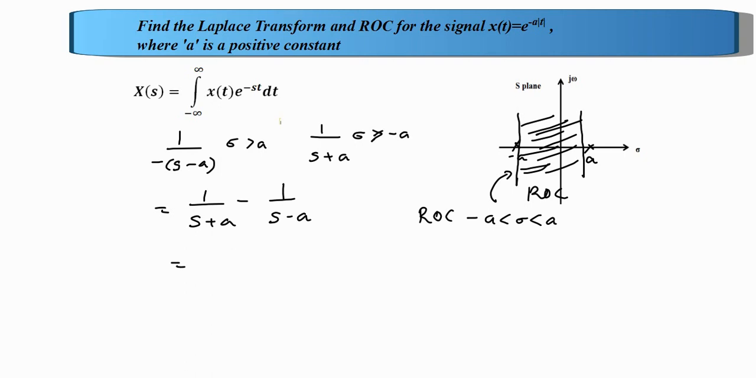If you simplify this, you'll get s minus a minus s plus a divided by s square minus a square. In the numerator, these two quantities get cancelled. Here again I made a mistake. It's not plus a, it's actually minus a. So it becomes minus 2a divided by s square minus a square, and the ROC is minus a to a.